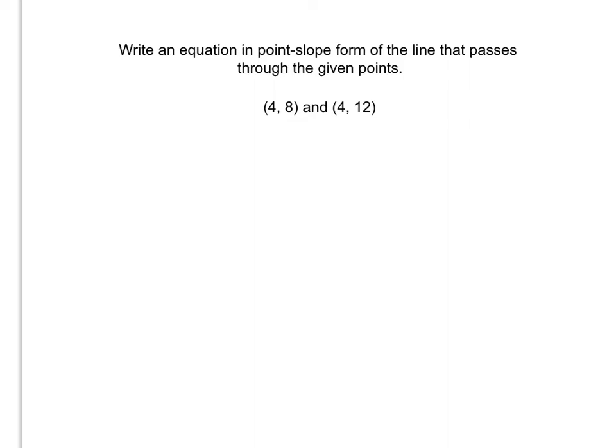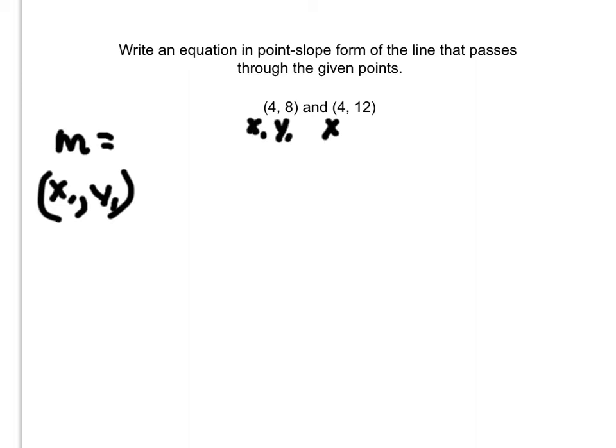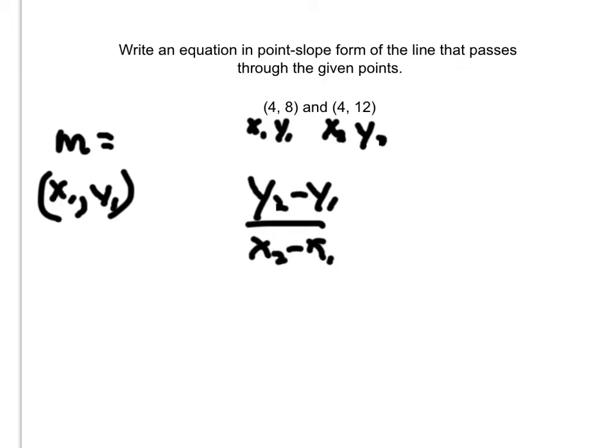Here we got another one that says we want point slope form given the 2 points. So again, the first thing we need for point slope form is we need slope, and we need an x1 and a y1. Okay, so first we need to find our slope. So we'll go x1, y1, and x2, y2 this time. So to find our slope, we're going to go y2 minus y1 over x2 minus x1.